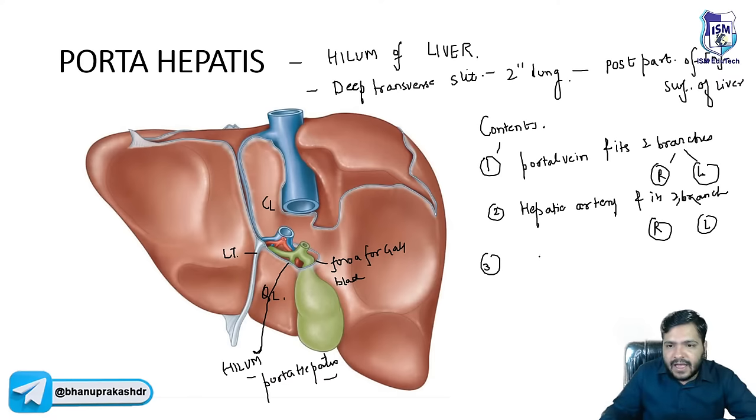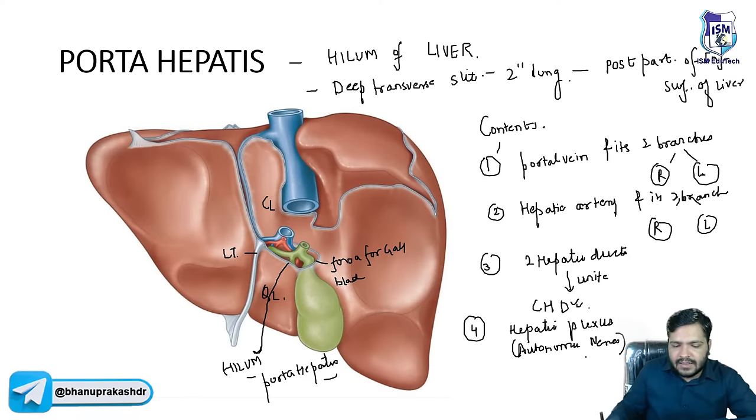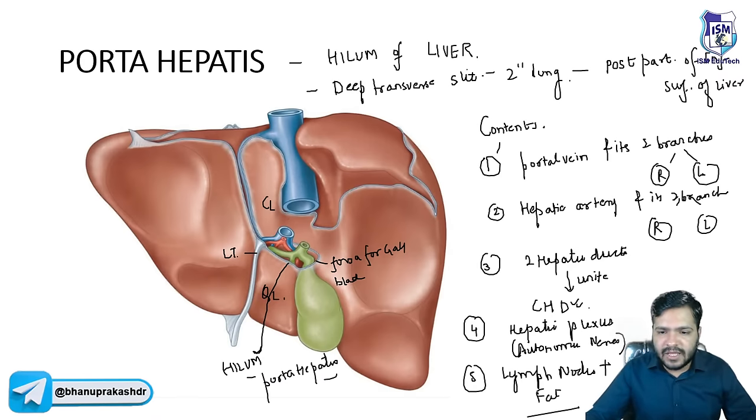We also have two hepatic ducts, which unite to form the common hepatic duct. Apart from that, you can see the hepatic plexus, the autonomic nerves. And we have lymph vessels, along with some amount of fat. So these are the contents: portal vein, hepatic artery, common hepatic duct, autonomic nerves that is the hepatic plexus, 2 to 3 hepatic lymph nodes and a little amount of fat.